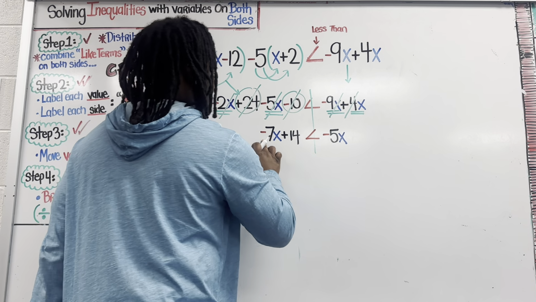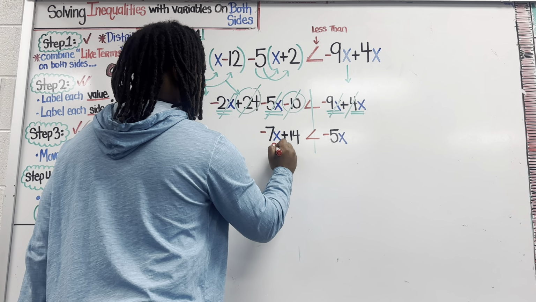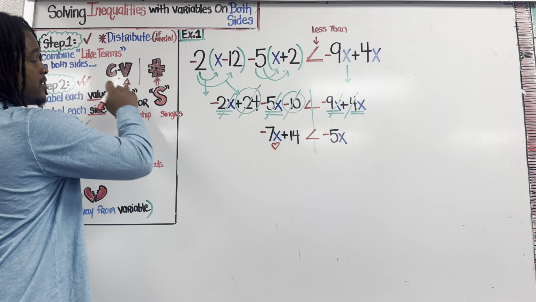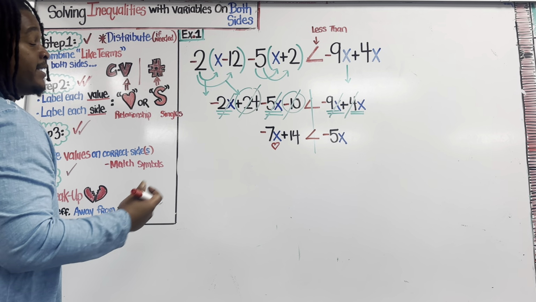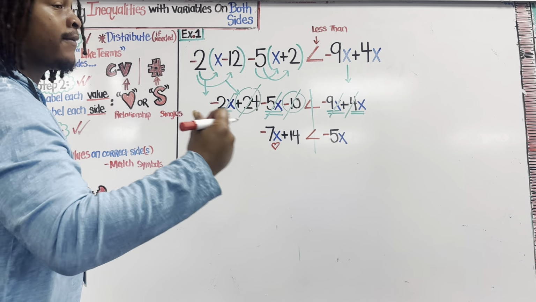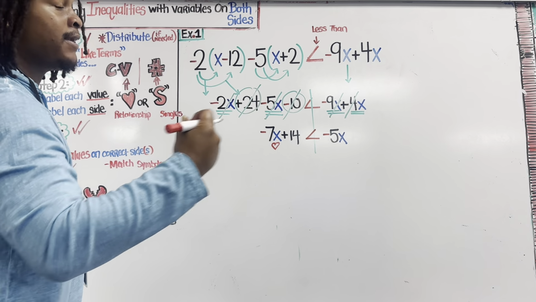So negative 7x, I'm going to put a heart underneath because negative 7 is a coefficient and x is a variable, and they're in an operation with one another, a relationship. 14 is just a number, so I'm going to put S for single. And then negative 5x is in a relationship because negative 5 is a coefficient and x is a variable, so I'm going to put a heart.